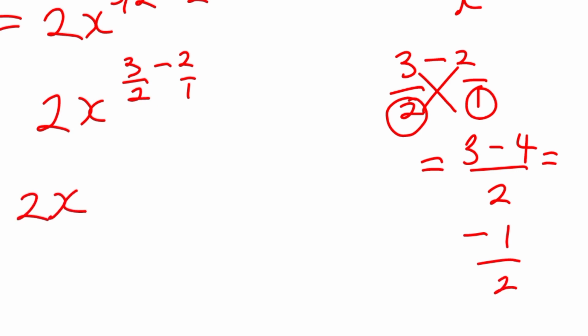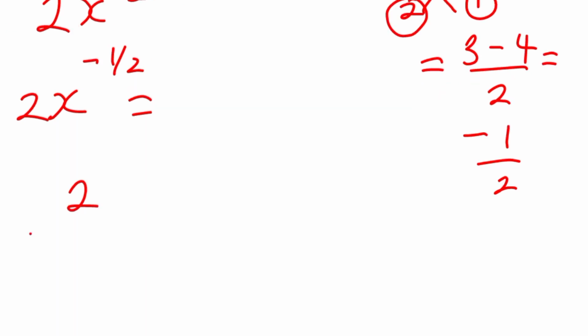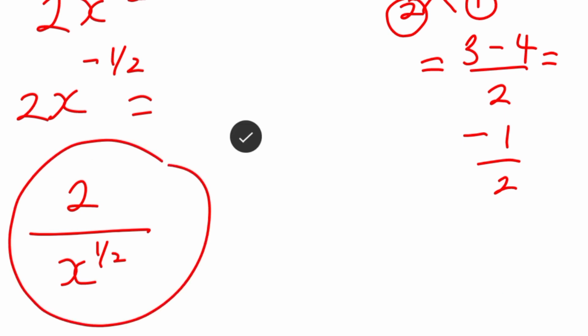So we have 2 times x to the power of negative 1/2. We can also simplify this as 2 over x to the power of 1/2 due to the negative sign. So it becomes a fraction, you take it downward. So here's the value for it. Hope the concept is clear. Goodbye.